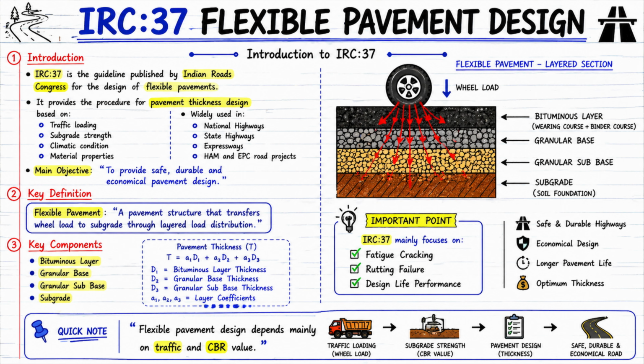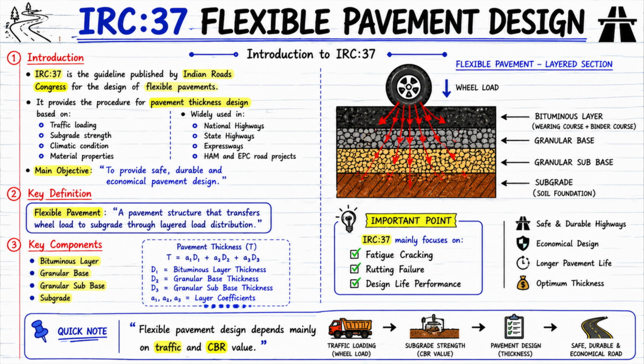A1D1 plus A2D2 plus A3D3. Here D1 is bituminous layer thickness, D2 is granular base thickness, D3 is granular sub-base thickness. Now what is the actual engineering logic? Pavement performance doesn't depend solely on thickness. The quality and contribution of each layer is also important.